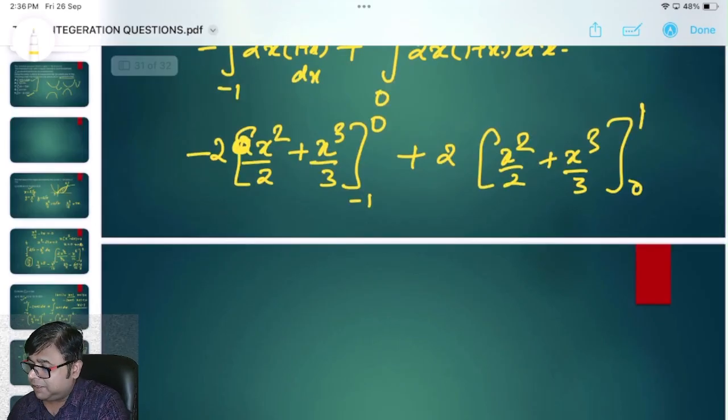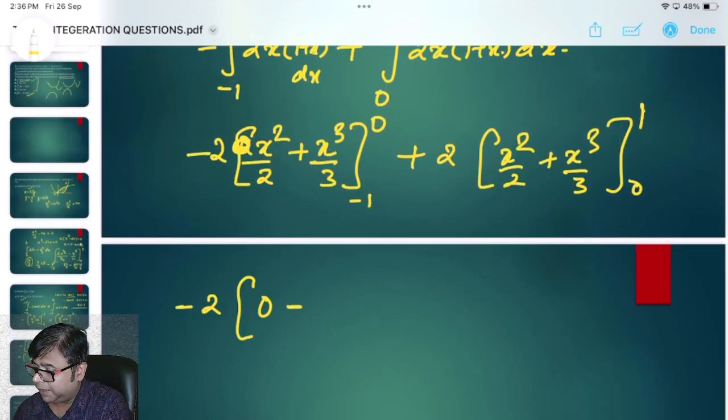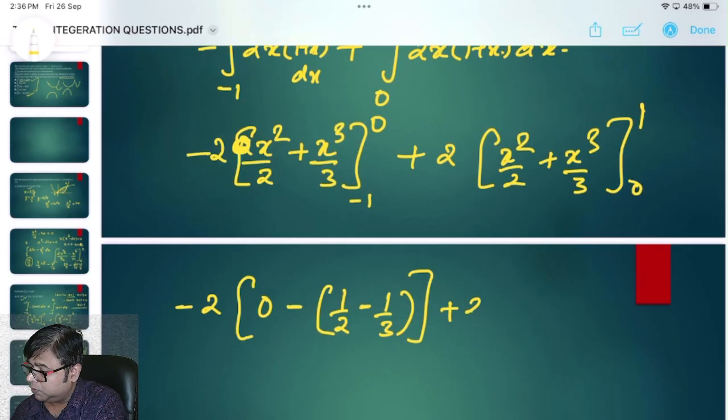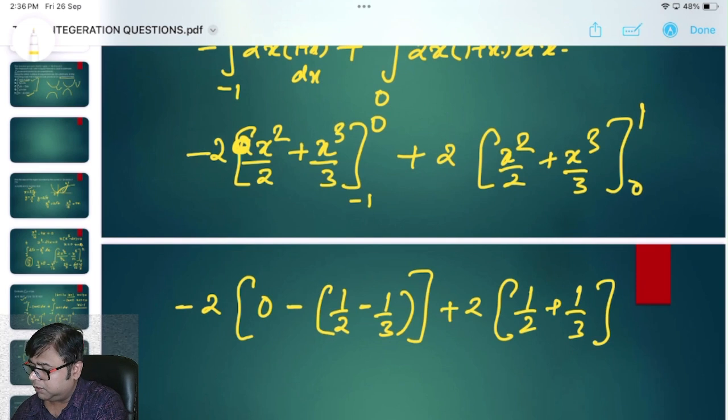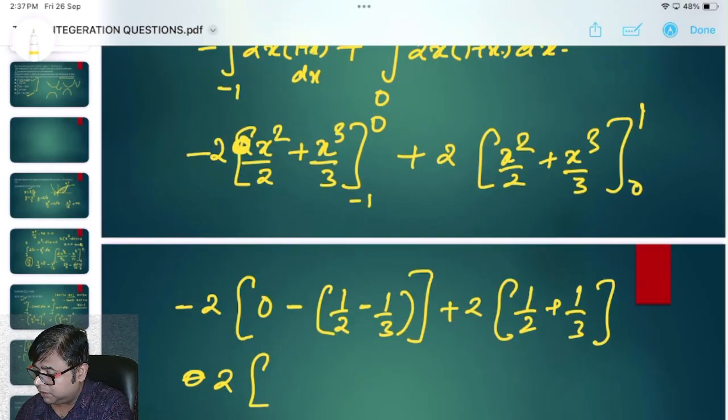Now let's put the upper limit, it is 0 only. So minus 2, 0 minus, if I put minus 1, it will be half minus 1 by 3. Plus 2 into upper limit is half plus 1 by 3. 0 will be 0 only. So it gives me minus becomes plus 2. Half minus 1 by 3 is 1 by 6, plus 2 into 5 by 6.